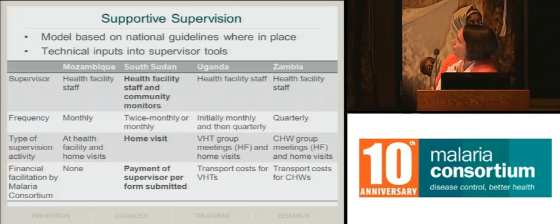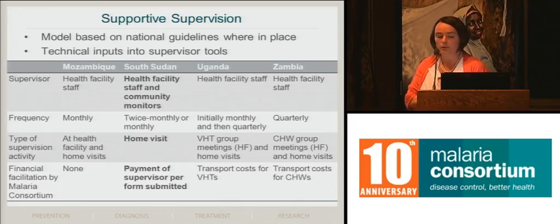Supported supervision, again, similar models across the countries. Just to make the difference, in South Sudan, we had to use also community monitors as well as health facility staff because there are very few health facilities especially where we were implementing in South Sudan. Another important difference to mention on this slide is Malaria Consortium had to, again in South Sudan, pay the supervisors per completed form submitted, so completed supervision form that was submitted back to Malaria Consortium, because there wasn't an infrastructure for the forms really to be managed by the health facilities.